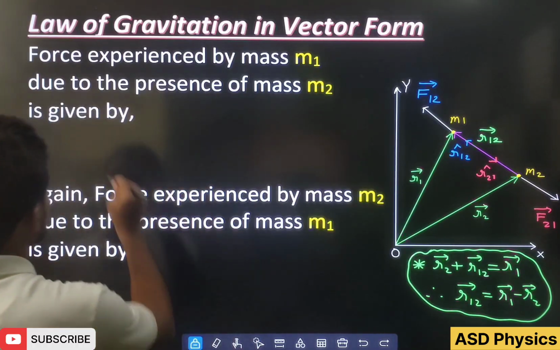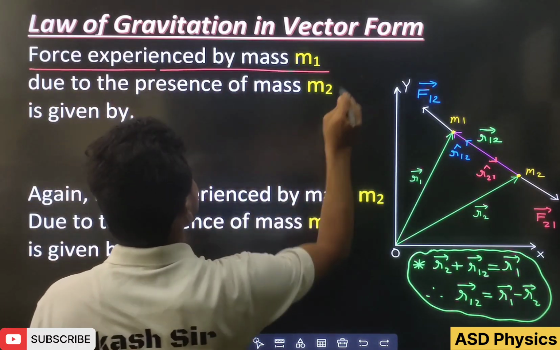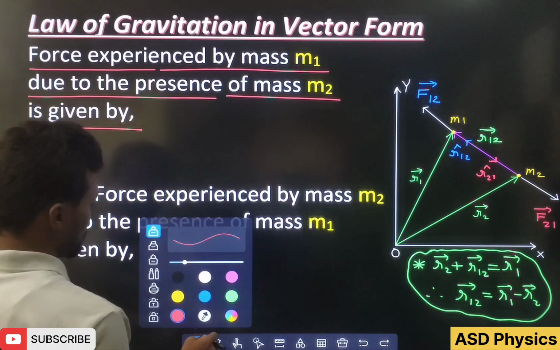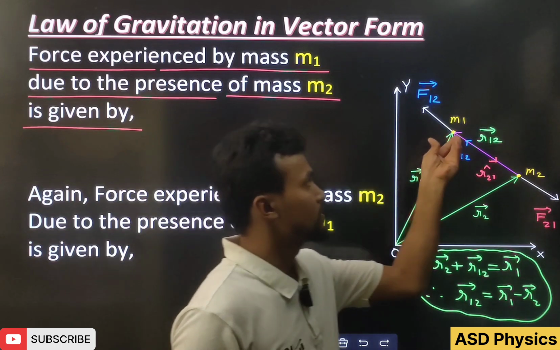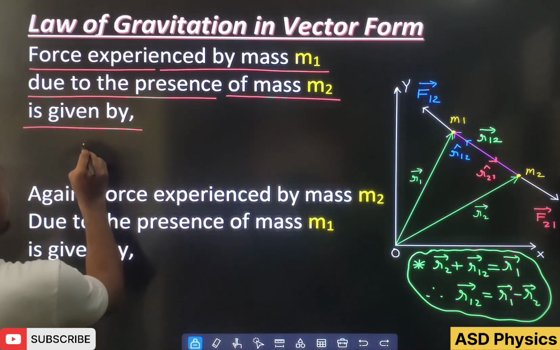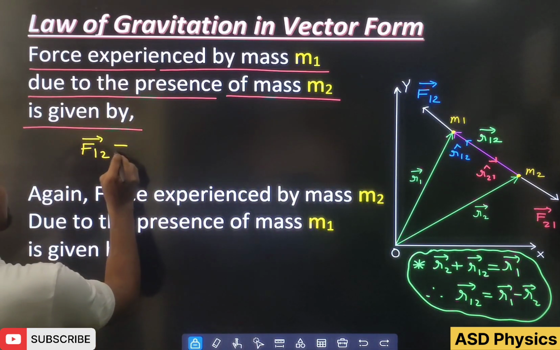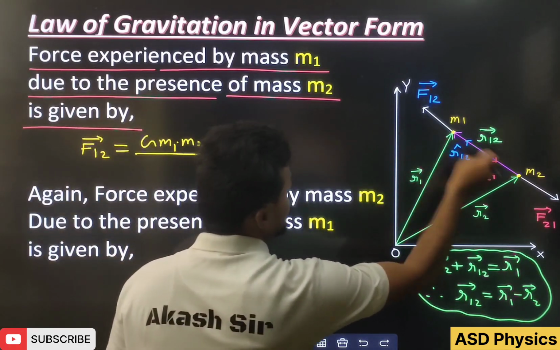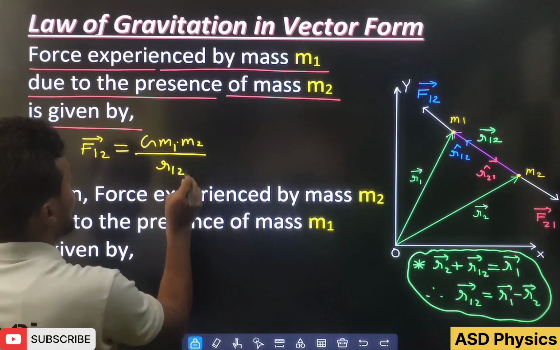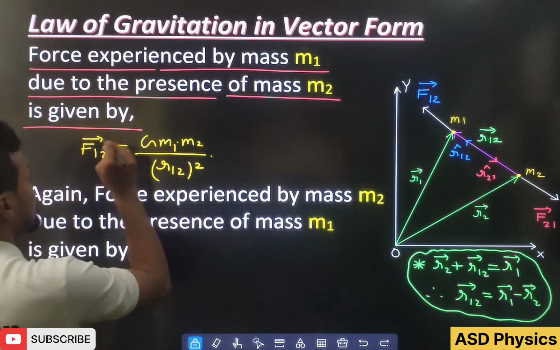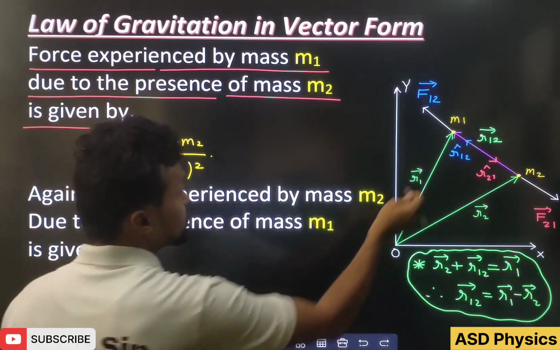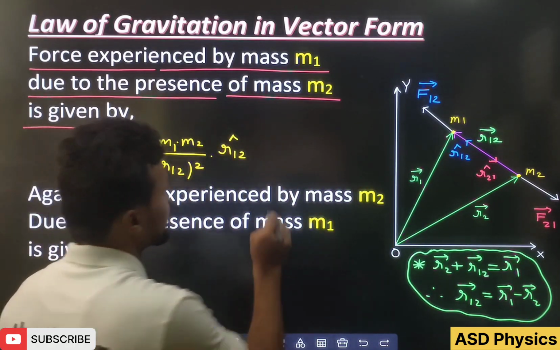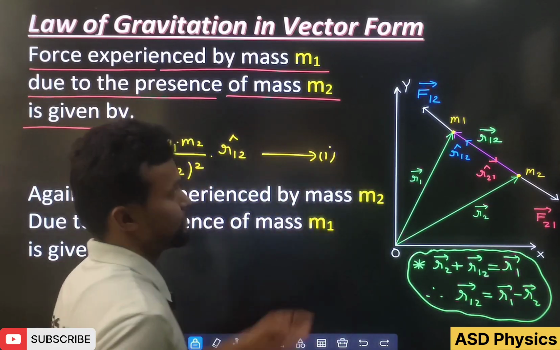Now let's see what we are going to write. The force experienced by mass M1 due to the presence of mass M2 is given by, so which force are we talking about? This one, that means F12. In vector form, F12 is given by G M1 M2 by R12 square, and since it is a vector we have to multiply with the unit vector, that means R12 cap. Let's make it equation 1.